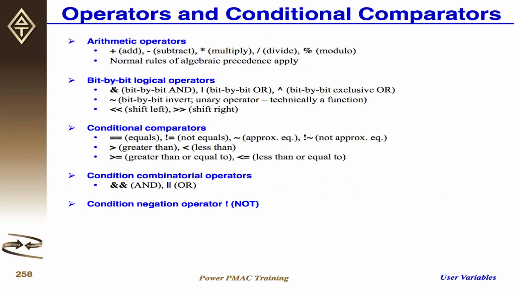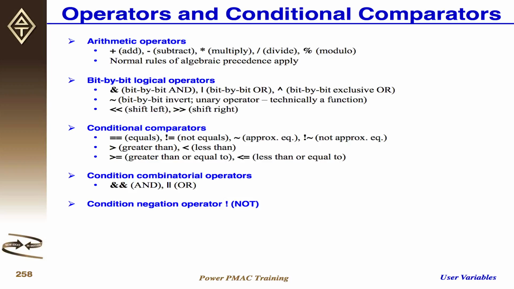Now, for those calculations, we have a couple different operators and comparators. We have the standard arithmetic operators: plus, minus, asterisk for multiply, and slash for divide. Additionally, we have the percent sign for modulo. If you don't know what that is, it's basically the remainder of division. Normal rules of algebraic precedence apply. So PEMDAS, if you remember that: parentheses, exponents, multiplication, division, addition, subtraction.